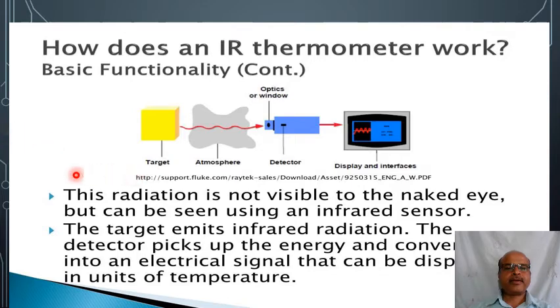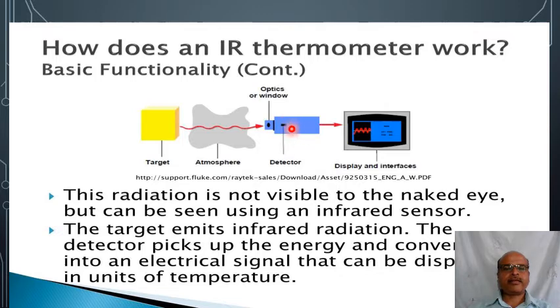So as previously mentioned, infrared radiation is not visible to the naked eye, but can be seen using an infrared sensor. The target emits the infrared radiation. The detector picks up the energy and converts it into an electrical signal.